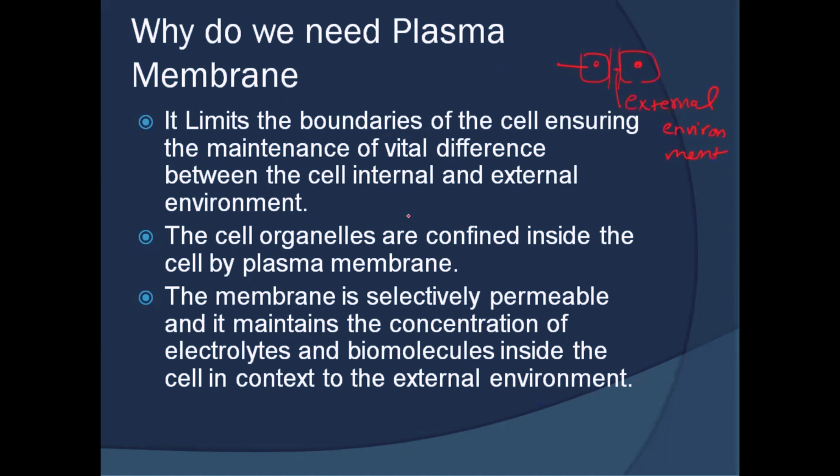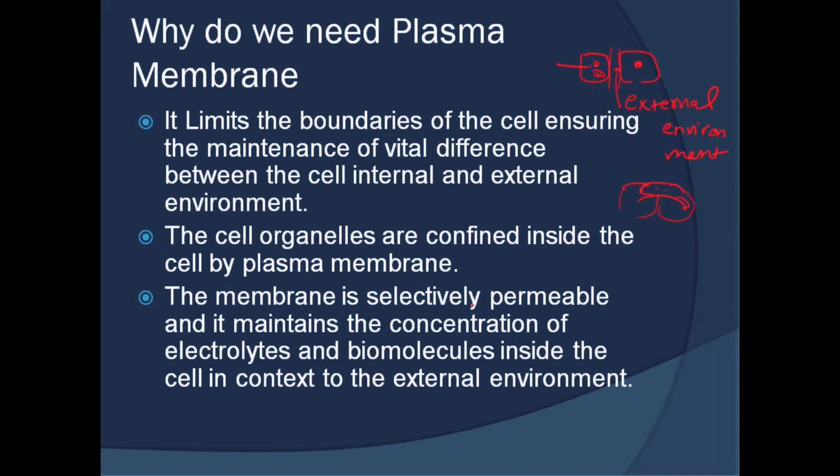You also have to confine the cell organelles which are present inside. There are several organelles present inside. If you don't have a boundary, what will happen? You cannot differentiate it as a cell. The organelles might go from here to there, so it would be a random exchange and there won't be any stability.